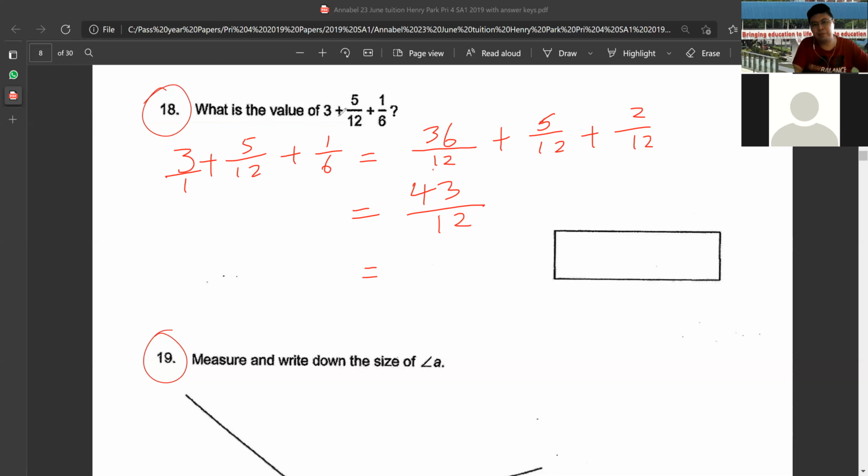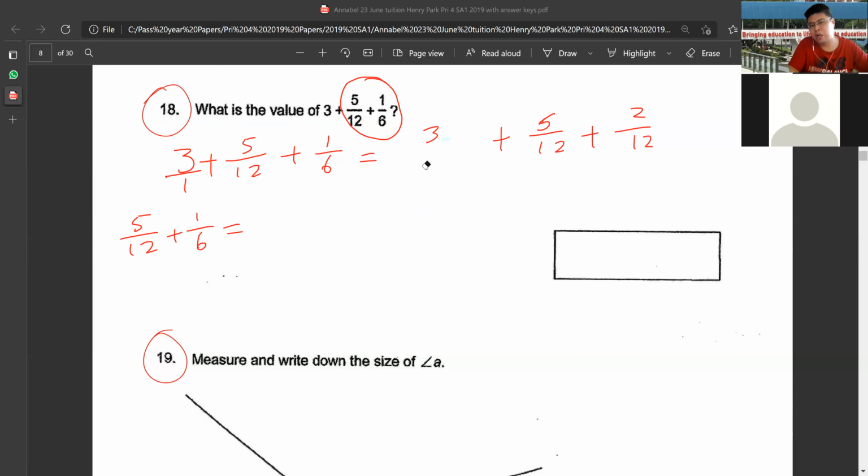Actually this question, you just need to do this part will do. You know why? Because the whole number confirmed is 3. Because I notice you struggle when I do it like that. You struggle a lot. So just do this part will do.